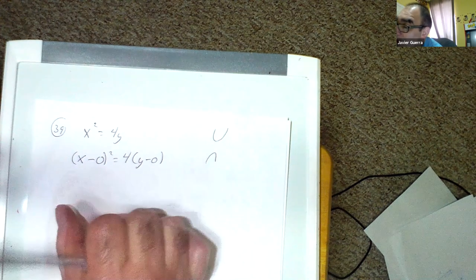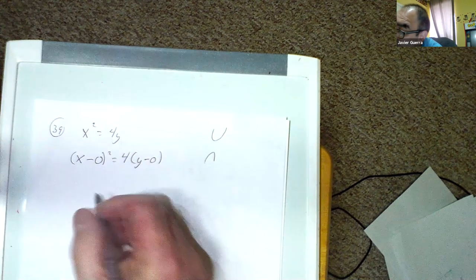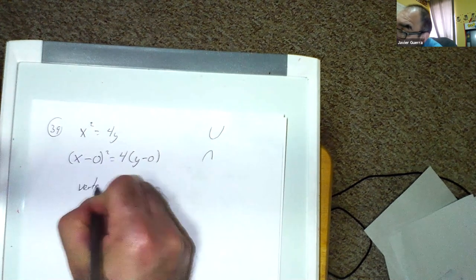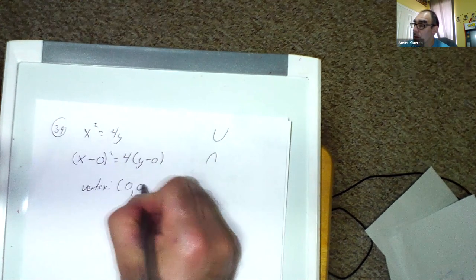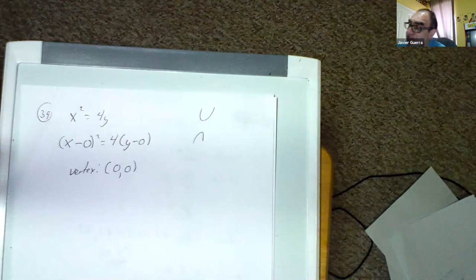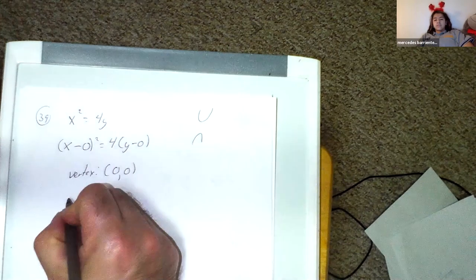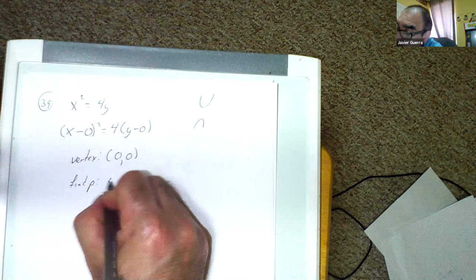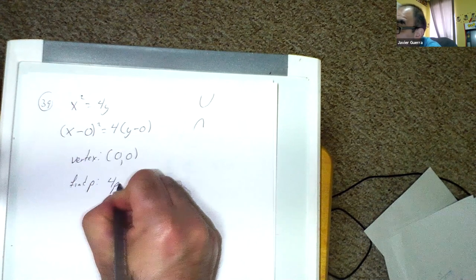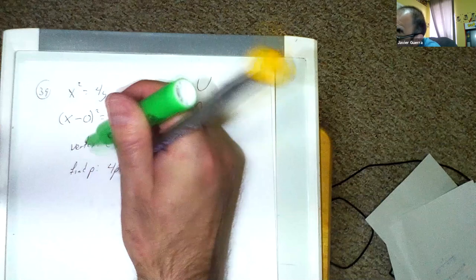That collapses to get that. They just took out the parentheses. So that is correct. The vertex is 0, 0. What is p? One. That's right. 4p equals 4. Therefore, p has to be 1.